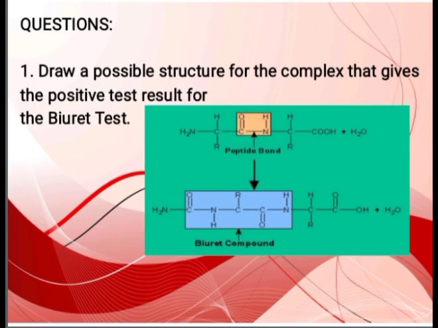Question number 1: draw a structure for the complex that gives the positive test result for the biuret test. So this is the structure of the complex which has a positive test according to the biuret test. So the peptide bond forms a biuret compound, and we can see the structure of the biuret compound.